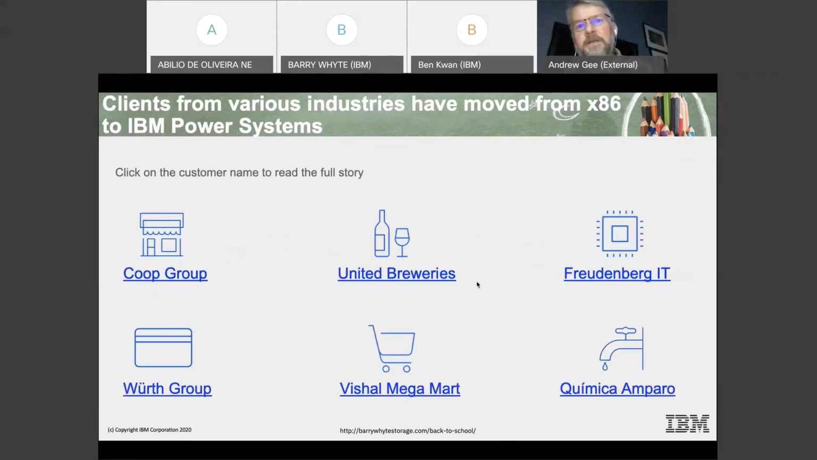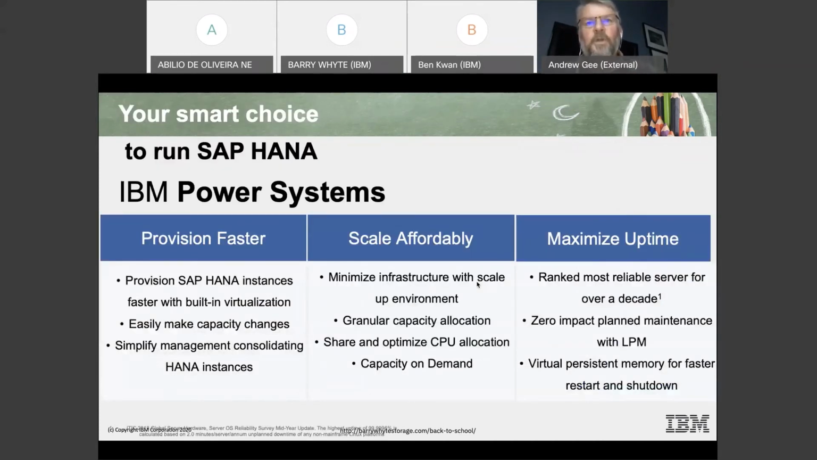Again, we'll have more customer stories for you, and when we print this off, you should be able to click on the links and read their success stories. And these are the provision faster, scale affordably, maximize your uptime, the things we've covered today. So zero impact with planned maintenance with application mobility, virtual persistent memory for faster shutdown and restarts. Let's make those applications available. The most reliable server for over a decade, so 12 years actually now.